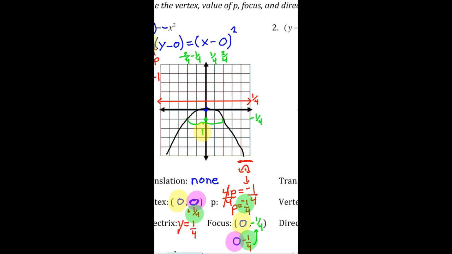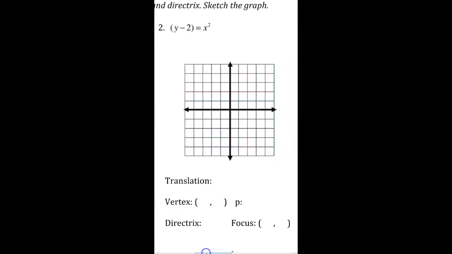Okay, let's take a look at the next one, number 2. Same idea. Let's put this in our format, which it looks like this one is actually already there, except that it's missing the one in the front, our 4p. That's the only part that's missing.